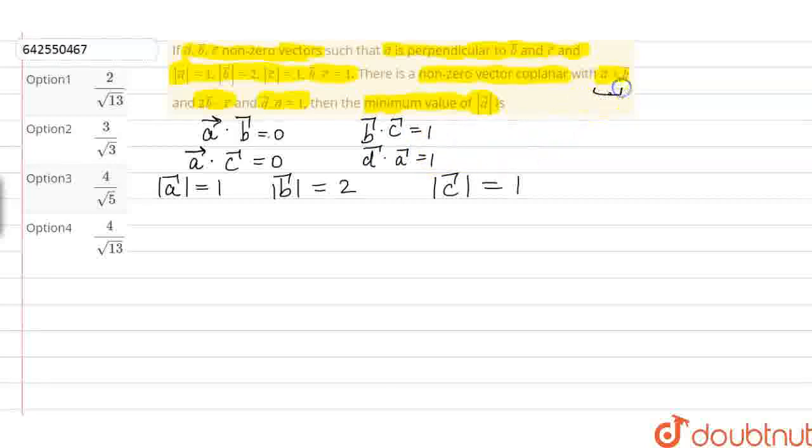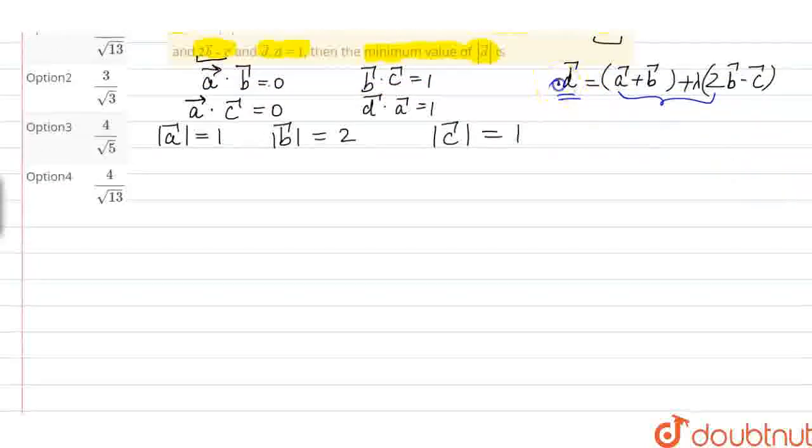And if D vector is coplanar with the two vectors A plus B and 2B minus C, then we can write that D vector is equal to A plus B vector plus lambda times 2B minus C, right? So this is a representation of two coplanar vectors for any vector. Now we are using this equation here, so if we write the magnitude of this equation, then it becomes the value of this and the value of this, right?